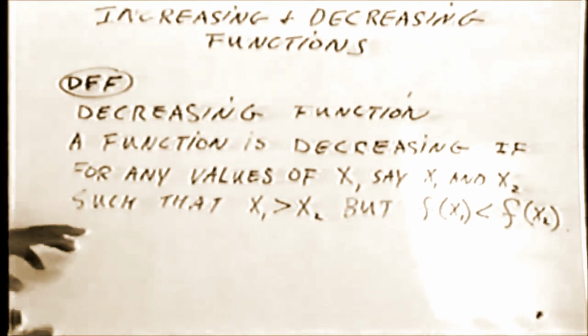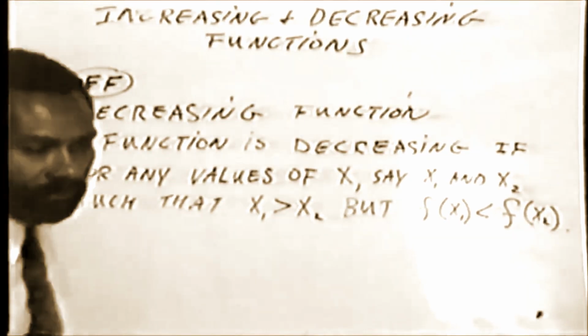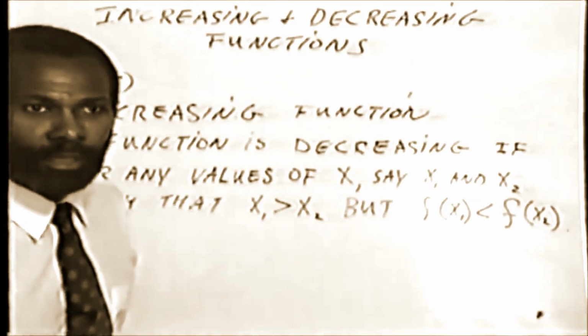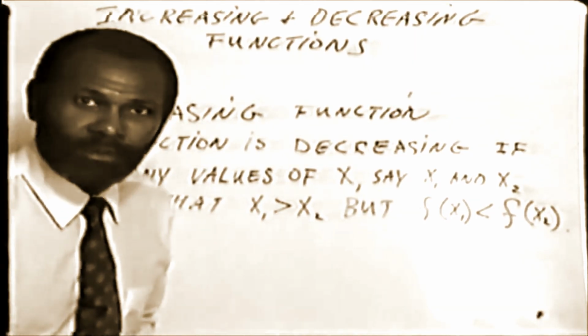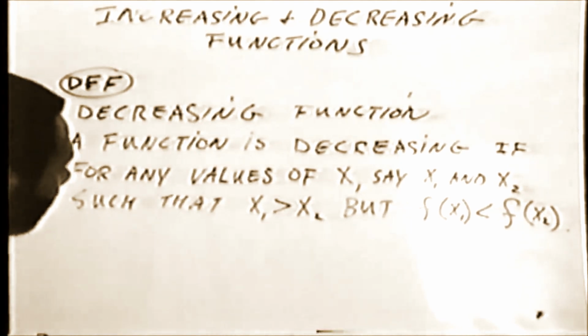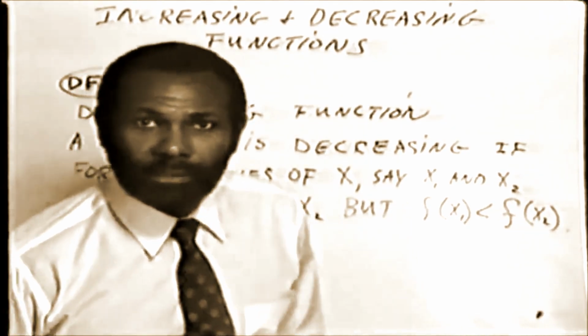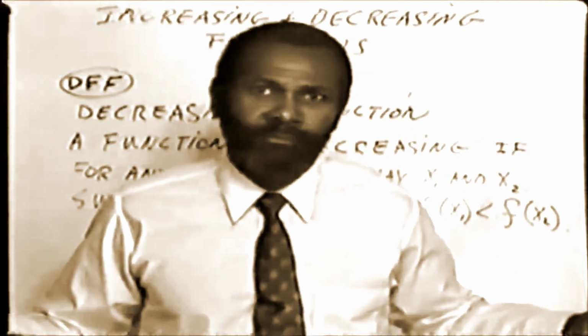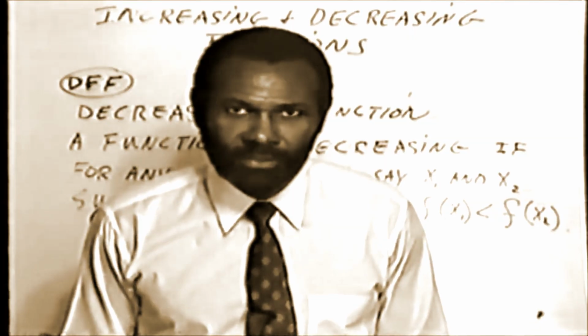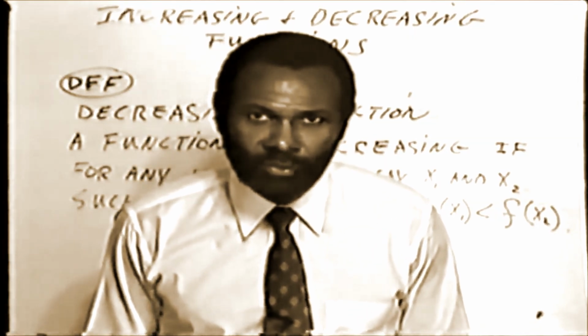This means that if we just have the equation of a function, we can tell whether that function is increasing or decreasing just by looking at the equation. This means that we don't have to have the graph of the function. We don't necessarily have to graph the function to tell whether it's increasing or decreasing over a certain interval.